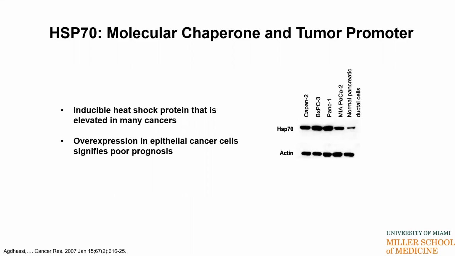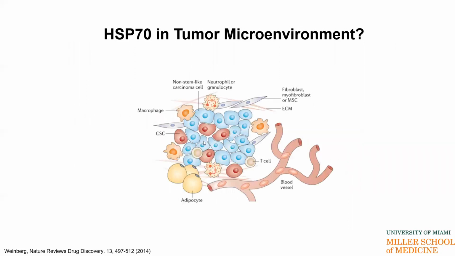but that's almost exclusively in epithelial cancer cells. As you can see here, compared to normal ductal pancreatic cells, epithelial pancreatic cancer cells tend to overexpress HSP72. But our understanding of tumors as a combination of cancer cells, stromal cells, and a reactive immune infiltrate is constantly evolving. So we wanted to ask, what is the role of this protein in the surrounding tumor microenvironment?